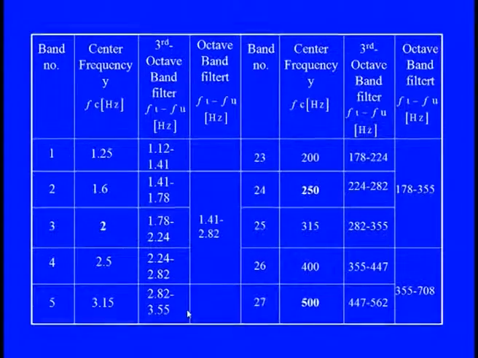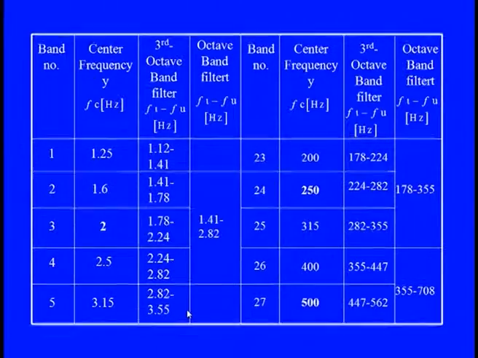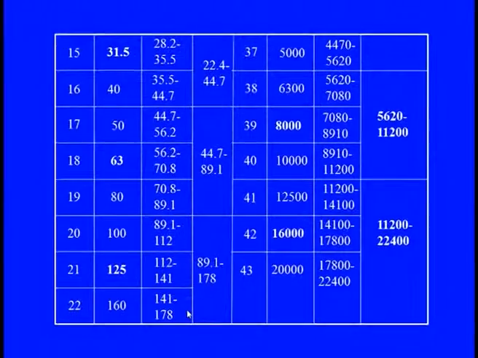So for each individual band number, the octave band filters and third octave band filters are to be designed, and in these tables in particular we can go up to band numbers almost up to 43.